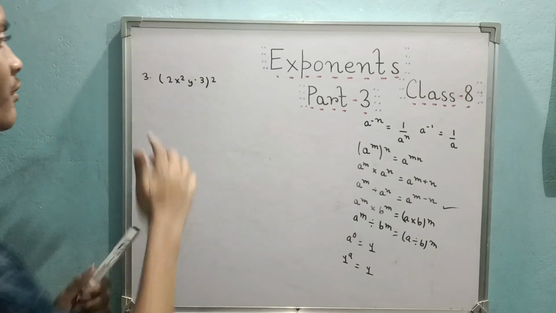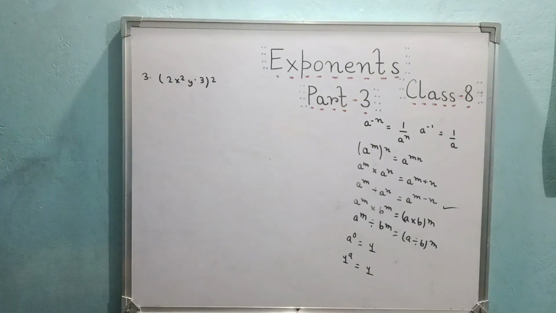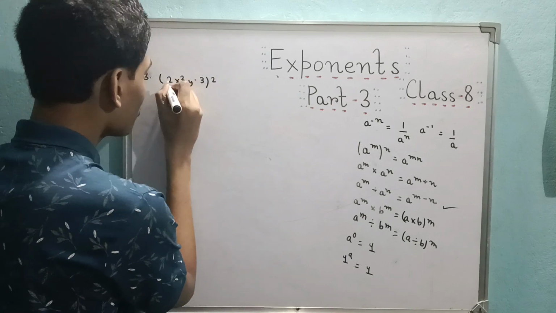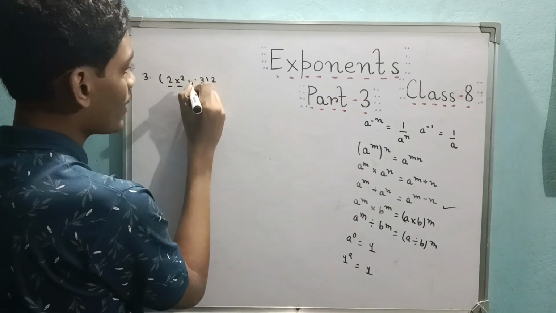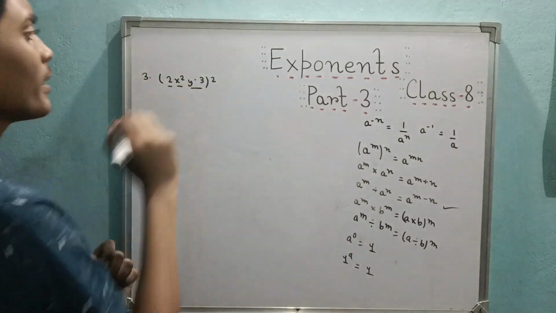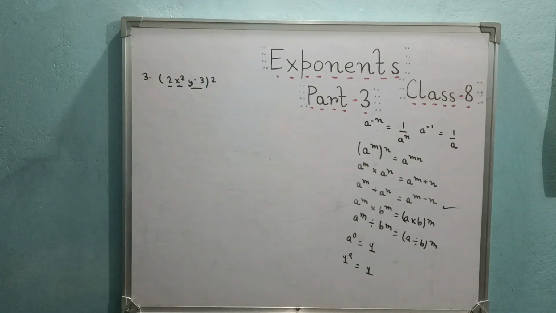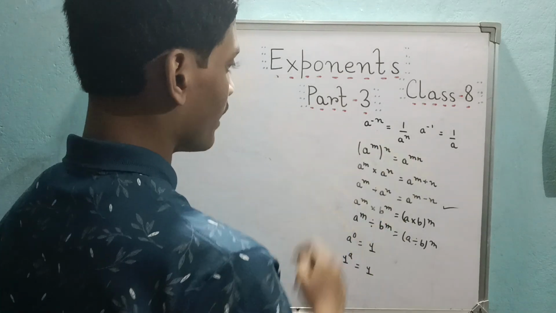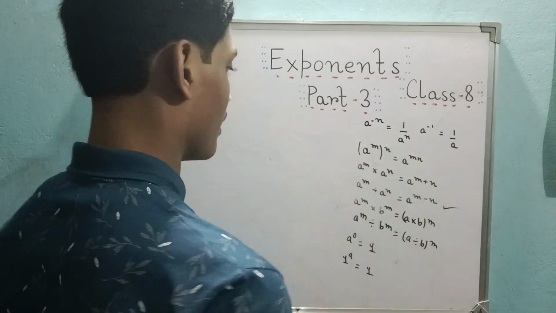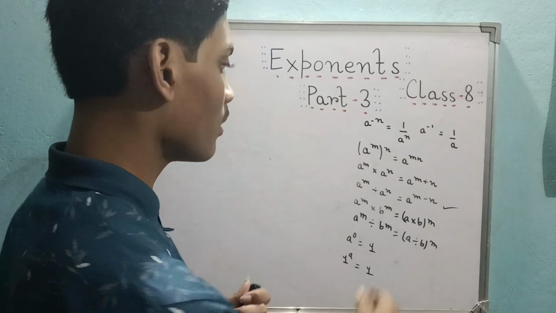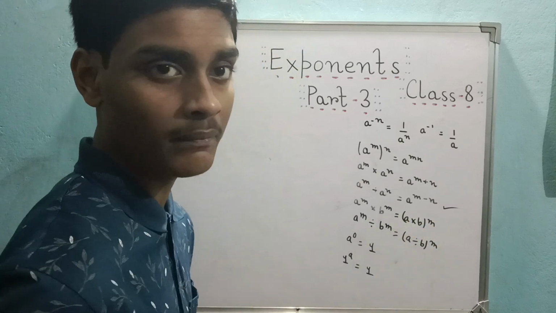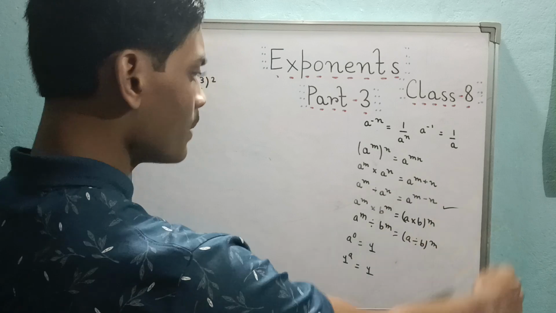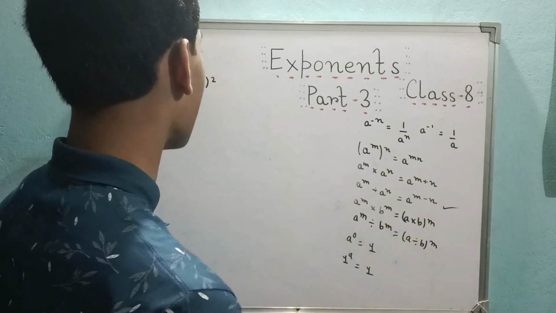See, now this term is enclosed within brackets. After that the power is there. So each of 2x square and y to the power minus 3 will get the power 2. Just remember this formula: (a to the power m) to the power n equals a to the power mn. And also remember (ab) to the power m equals a to the power m into b to the power m. That means both a and b get the power.